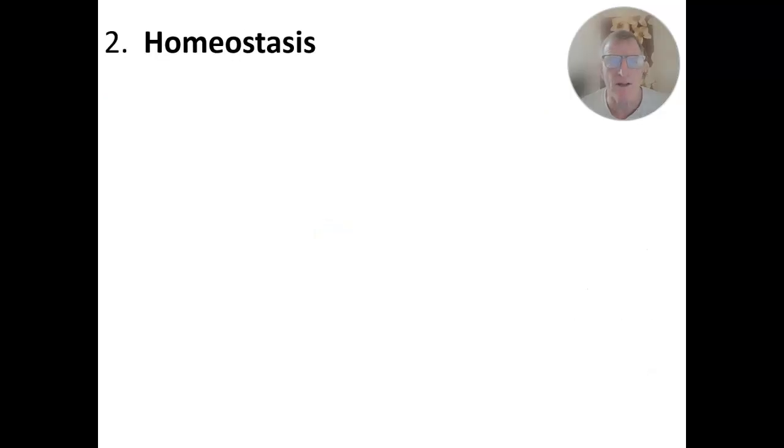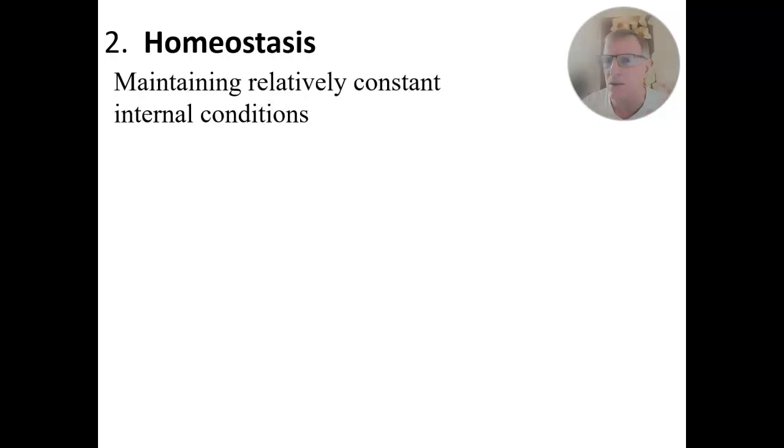The next characteristic of life is homeostasis. So home means the same. Stasis is like condition. So keeping the internal environment the same in living things is really important. Maintaining relatively constant internal conditions is what we talk about when we talk about homeostasis. And we're going to talk about that a lot this year. And we're going to talk about a lot of feedback systems that keep living things within this homeostatic balance.